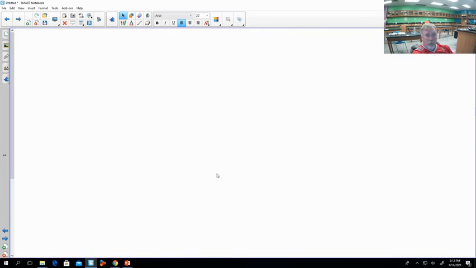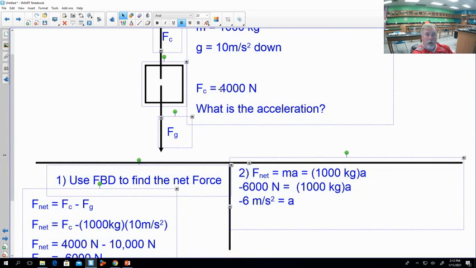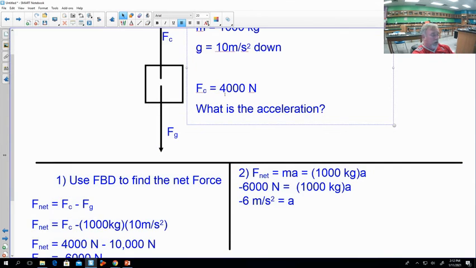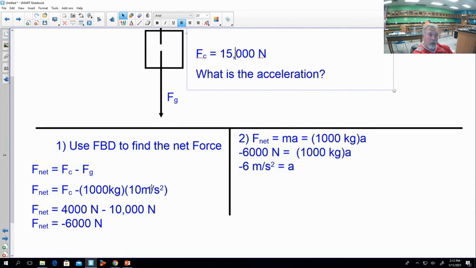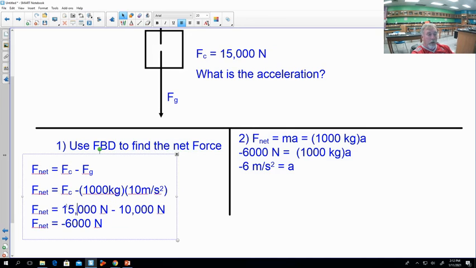Let's do that same problem, but I'm going to tweak things. I'm going to change this to be 15,000 newtons. So our force on our cable is 15,000 newtons. We can go through this whole same calculation. All we have to do is replace it with 15,000 where we had our 4,000 before. So I replaced it here. That gives us a net force of what? Positive 5,000 newtons.